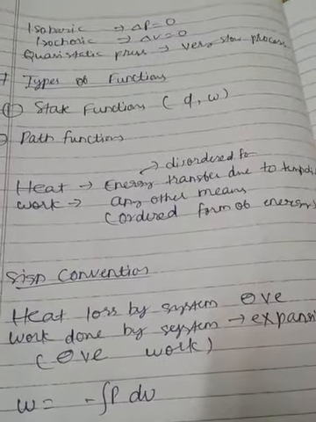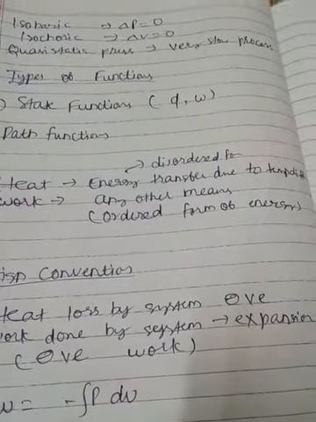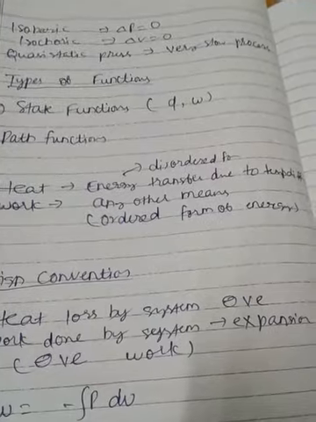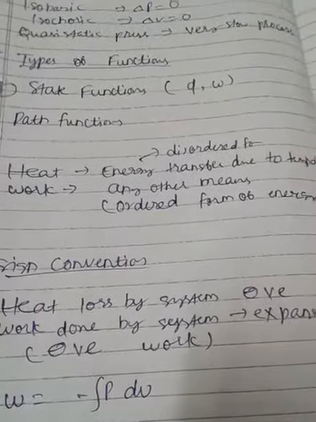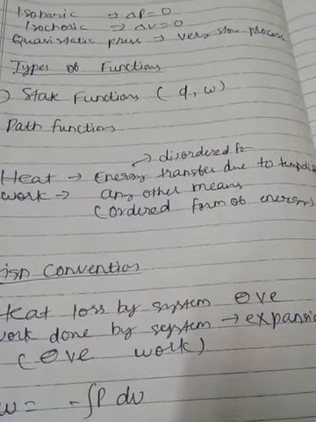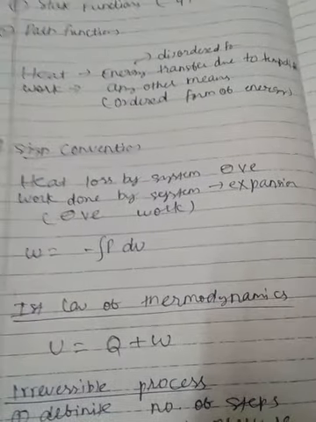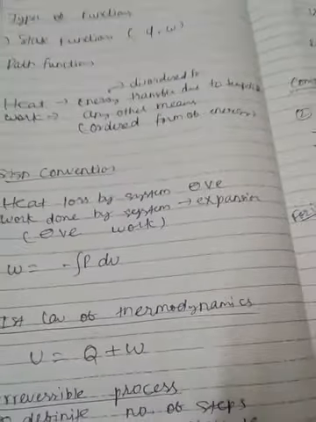Heat means energy which is transferred due to temperature difference. Work is that form of energy which is transferred by any means other than temperature difference. So heat is a very disordered form, and work is actually an ordered form of energy.